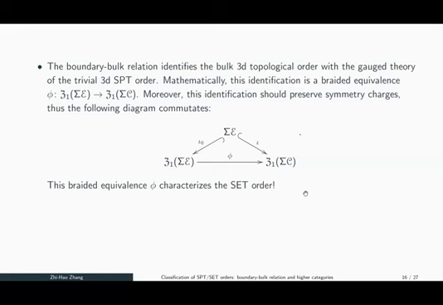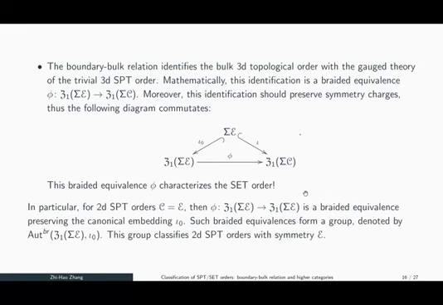In particular, for SPT orders, C must be equal to E, so this phi is a braided autoequivalence. Just as before, they form a group denoted by this automorphism group. It is the automorphism of the Drinfeld center of sigma E that preserves the canonical embedding. And we see this group must classify the 2D SPT orders with symmetry.